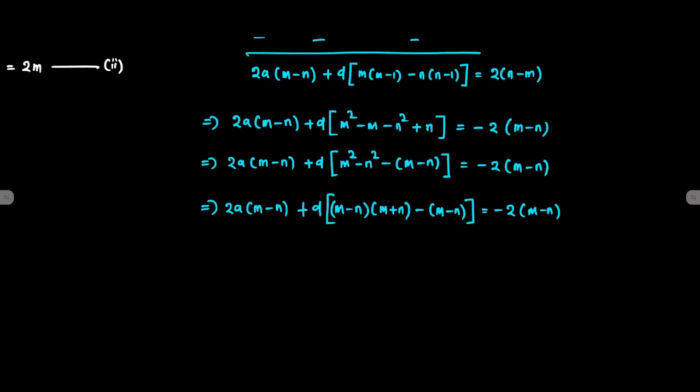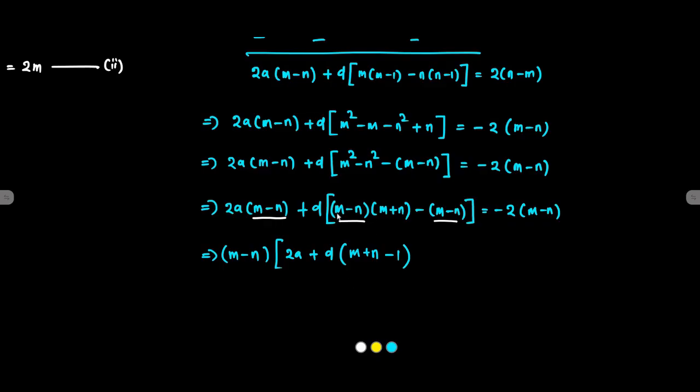So that implies (m minus n) into 2a plus d into (m plus n minus 1). Here, m minus n into 2a, here m minus n, and here m minus n.